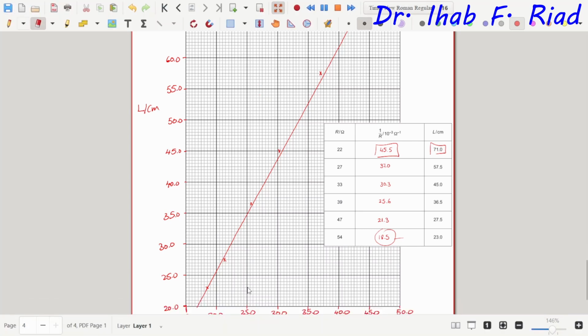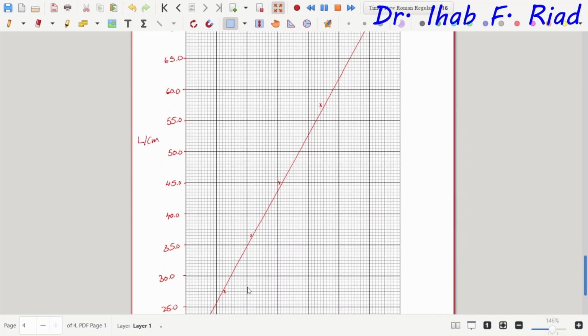So this is how we do our graph and how we represent our data on a graph. This is very important and essential. If you are going for the IG, if you are going for the AS level, if you are doing it for the A level, you will always get some data points that you need to represent, and this is how you can do that. Okay.